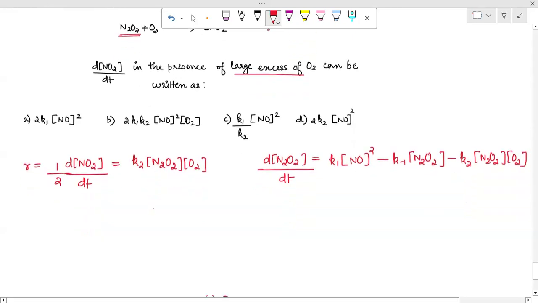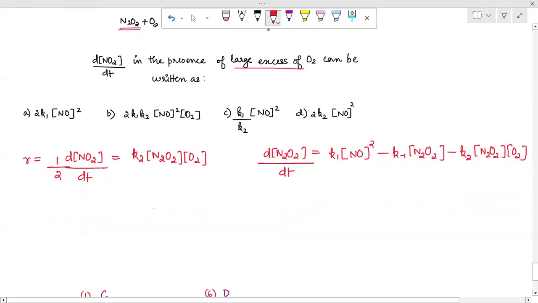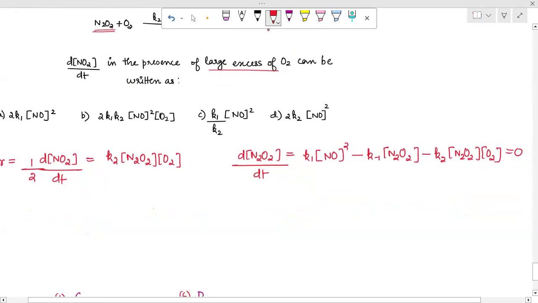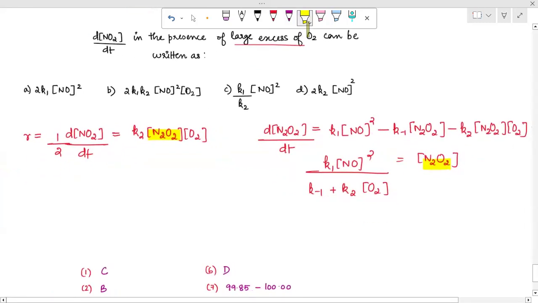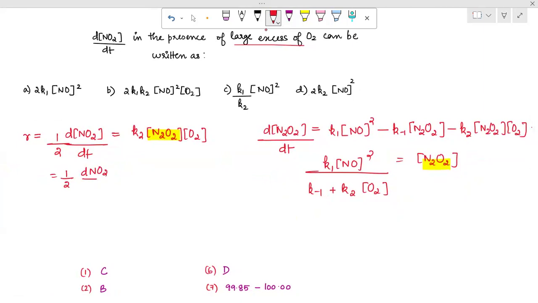All right. So from here, we'll rearrange and find the expression for N2O2. This is going to be equal to 0, correct? Because it is SSA. So that is K1 NO squared divided by K inverse plus K2 into O2 is the expression for N2O2. We will use this N2O2 over here. So let's see what happens. What we get is rate, which is 1 by 2 times dNO2 by dt, is equal to K1 K2 NO squared into O2 divided by K inverse plus K2 O2.